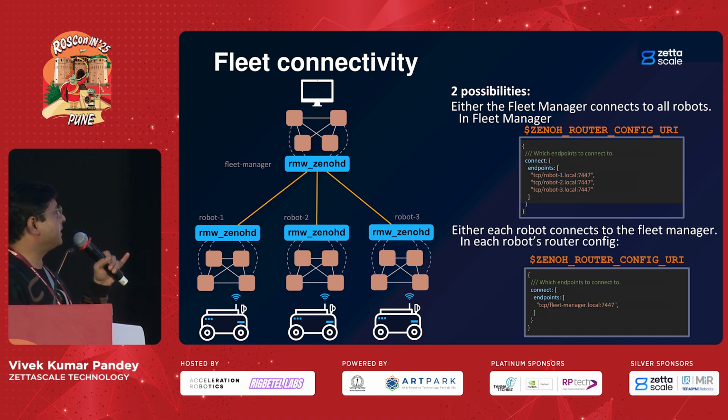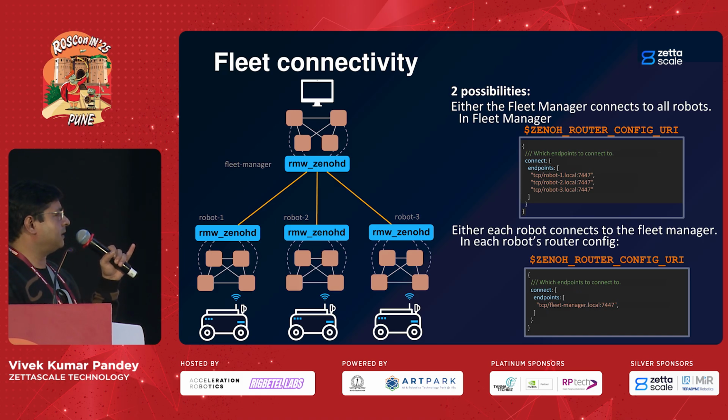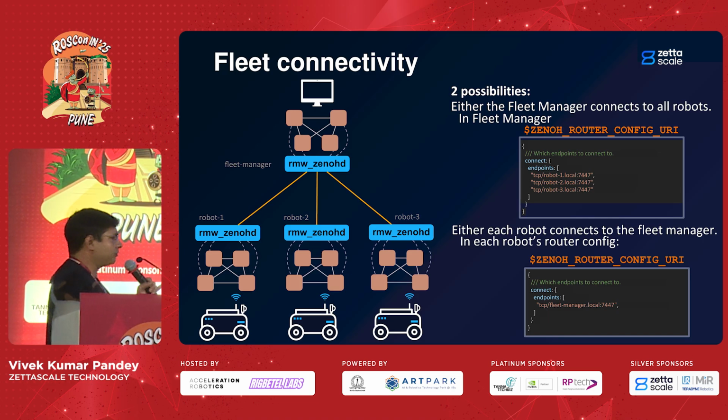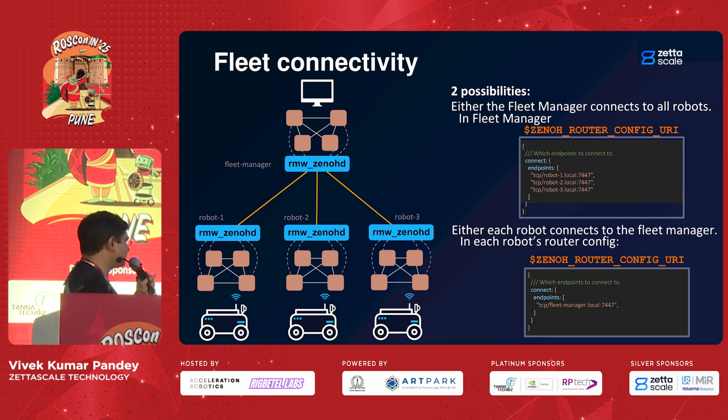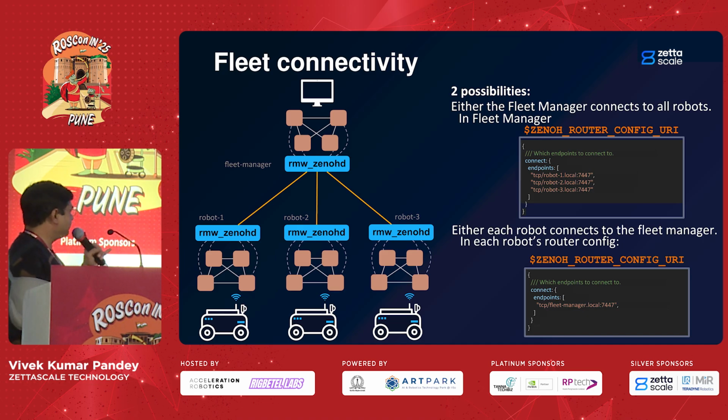So here we have the scenario of fleet connectivity. We have the fleet manager, and there are many robots connected to the fleet manager. You can do it in two different ways. One is your fleet manager router connects to all the robots, so you define all the endpoints in the fleet manager router. The second approach is your robot connects to the fleet manager, so you define the endpoint in your robot. You can do it both ways.